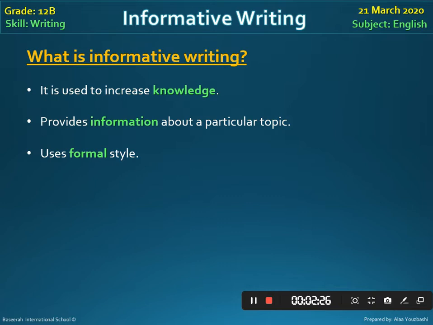When we say formal style, it means there are no contractions, we don't use slang or everyday words that we use in our daily communication. Now, we will use words that you mostly find in magazines, newspapers, scientific articles about a particular topic, and so on. Now, the informative writing does not include opinions.